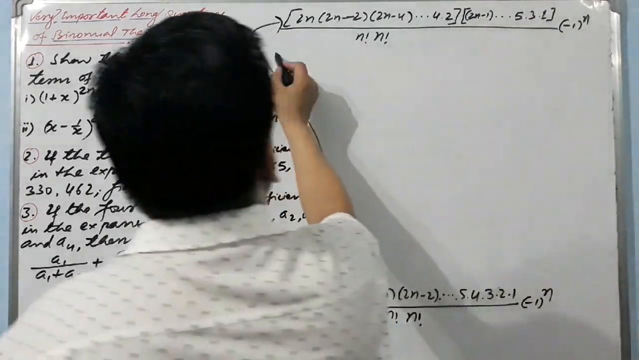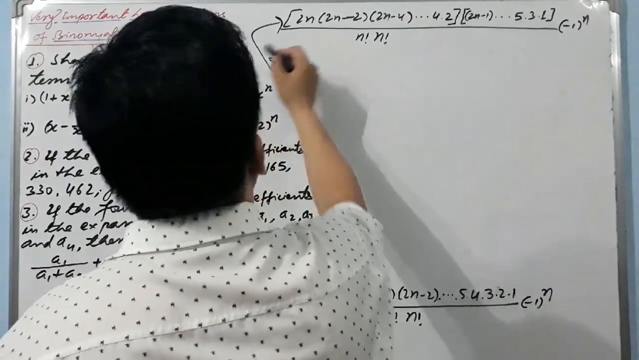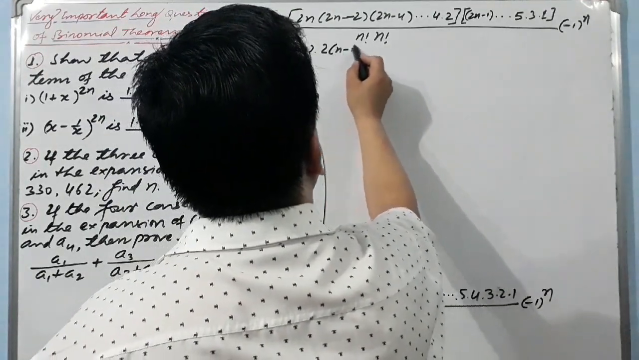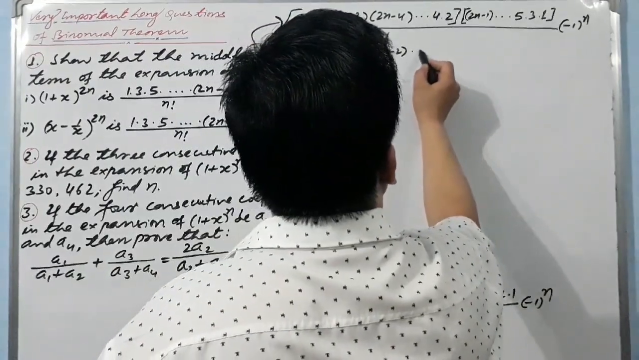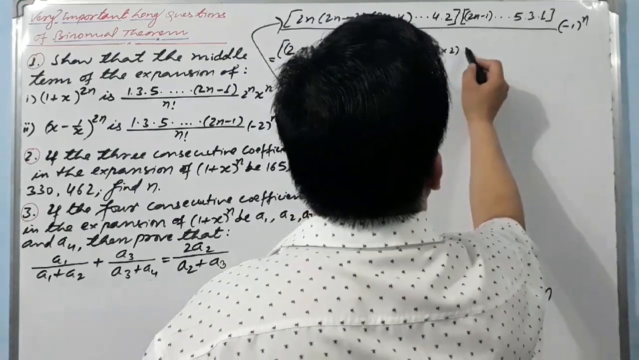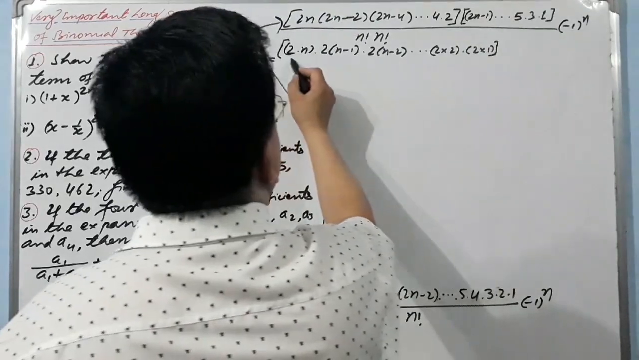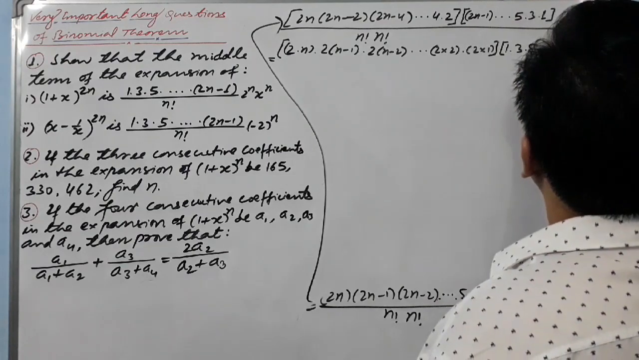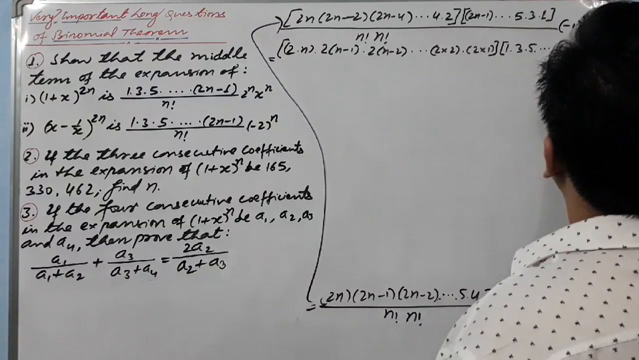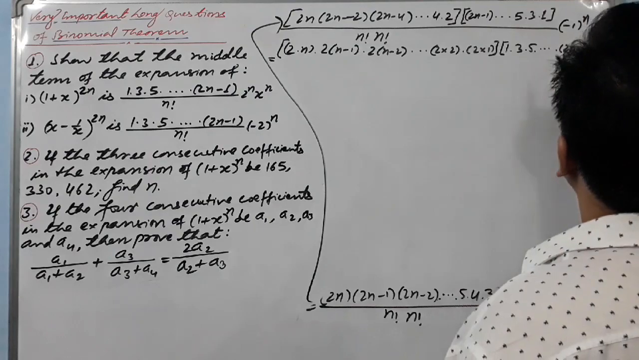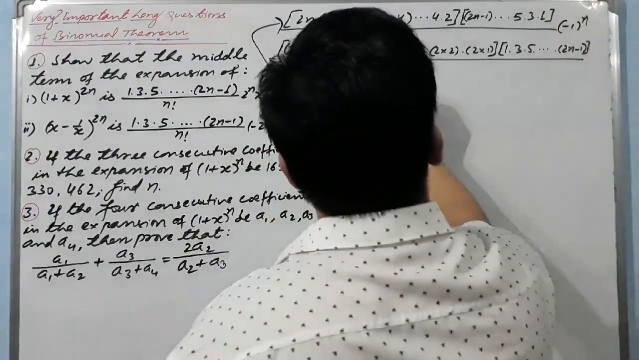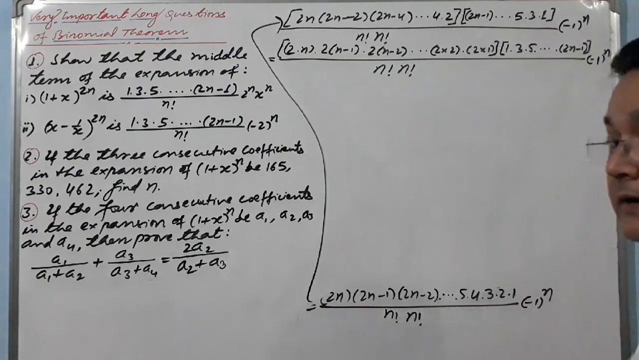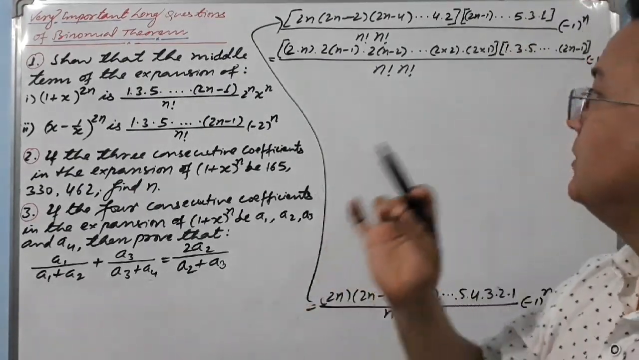Up to here, is it clear to everybody? Now, as I told you in the first question, 2n you may write as 2 into n, that is, 2 into n, 2 into n minus 1, 2 into n minus 2, dot dot, and 2 into 2, and again 2 into 1 also. Then write the odd numbers in reverse order: 1 into 3 into 5, dot dot dot, into 2n minus 1, whole upon n factorial into n factorial, times minus 1 raised to power n. Each and every line I'm going to tell you in detail.